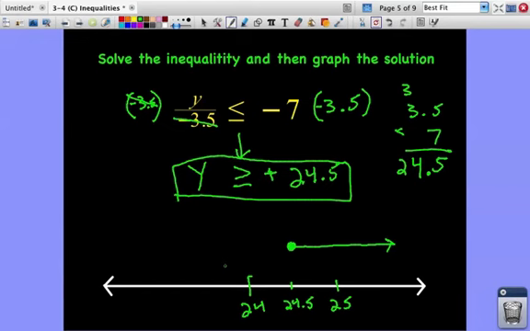And that's it for solving inequalities with multiplication and division. Let's just remember that when we multiply or divide by a negative number, we have to flip our sign so the inequality remains true.